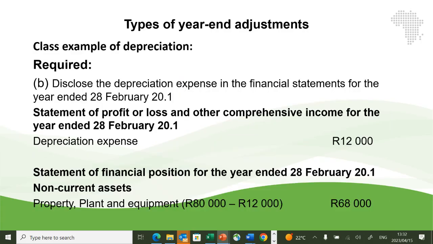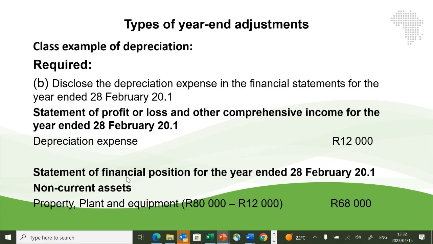Okay, let me then move to B. You were required to disclose the depreciation expense in the financial statement for the year ended. So we know depreciation is an expense. It's going to be reported where? In the statement of profit and loss and other comprehensive income for the year ended 28 February 20.1. So we put our depreciation expense. How much is it? It is 12,000.